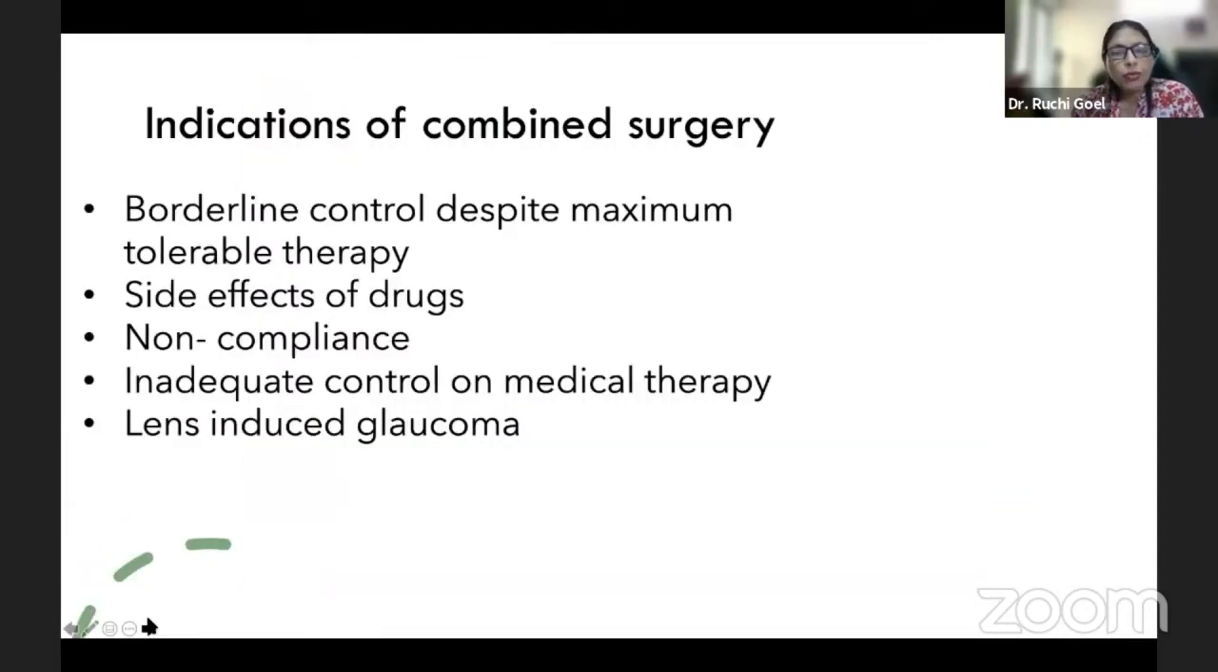Now, many a times we would offer a combined surgery, and these would be when there is a borderline control despite maximum tolerated therapy, and the patient is not able to tolerate the side effects of these drugs, or is a non-compliant patient, especially when you go to the periphery and you don't expect the patient is going to follow up every 3 months to get an IOP check. So it is best that you do a one go surgery so that at least we are able to save the eye. Also, sometimes there would be patients with a very poor media due to lens-induced glaucoma.